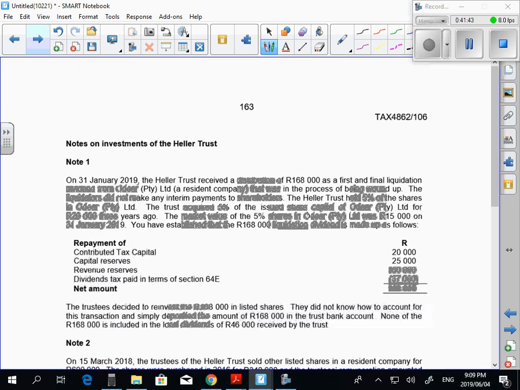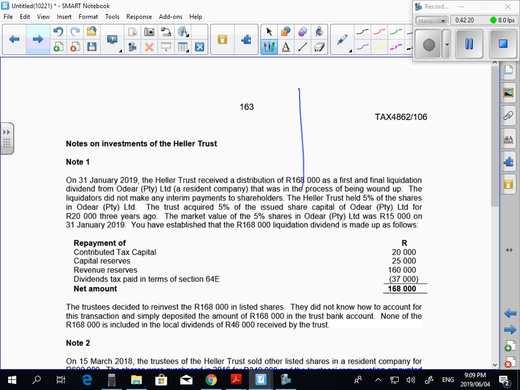Question continues. Note 1. On 31 Jan, the Heller Trust received a distribution of 168 as a first and final dividend from Odia, a resident company that is in the process of being wound up. The liquidators did not make any interim payments to shareholders. The Heller Trust held 5% of the shares in Odia. The trust acquired 5% of the issued share capital for $20,000 3 years ago. The market value of the shares of 5% was 15,000 Rand on 31 Jan 2019. You've established that the 168 liquidation dividend is made up as follows: 20, 25, 160, and 37.